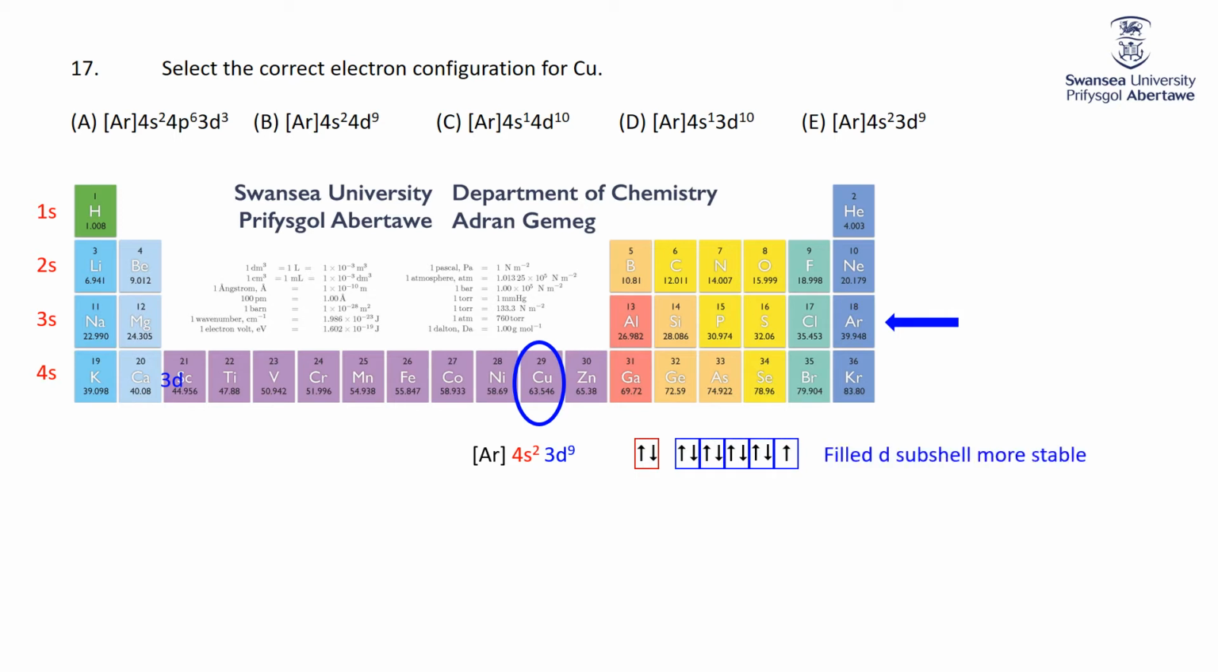But of course, a filled d subshell is more stable. It gives really extra, super duper extra stability. So that means that what copper does is it takes an electron that could have been in the 4s and pops it up into the 3d. So thus the correct electron configuration for copper is argon, 4s1, 3d10.